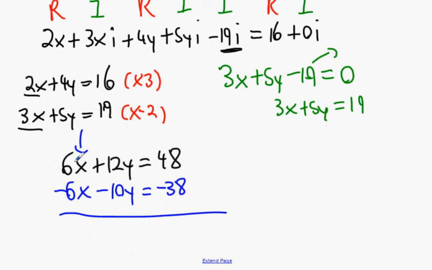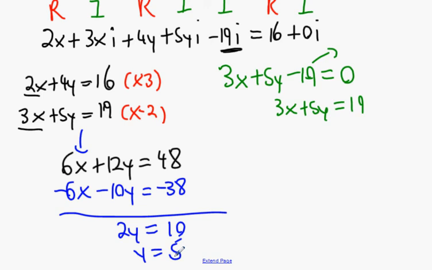Add them downward. 6x minus 6x, 0. 12y minus 10y, and 48 minus 38, 10. y equals 5. Now, we haven't quite got full marks yet.